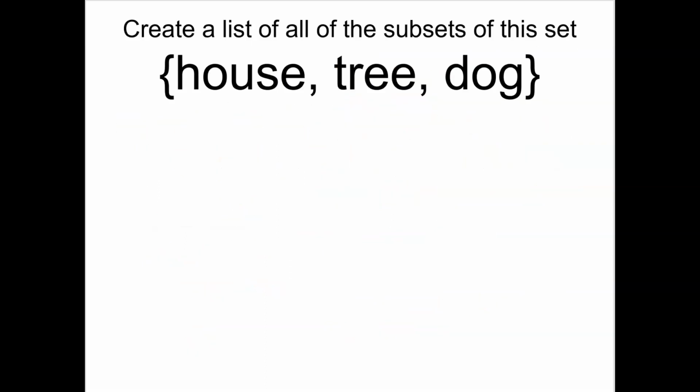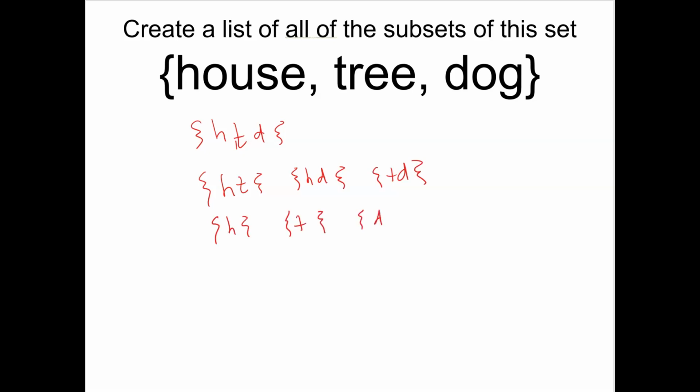All right, what about creating a list of all the subsets of this? So, okay, it could be all 3, HTD. I could go into sets of 2, HD, TD, sets of 1, H, T, D, and then don't forget the empty. So there's 1, 2, 3, 4, 5, 6, 7, 8. So we had 3 elements and 8 subsets.